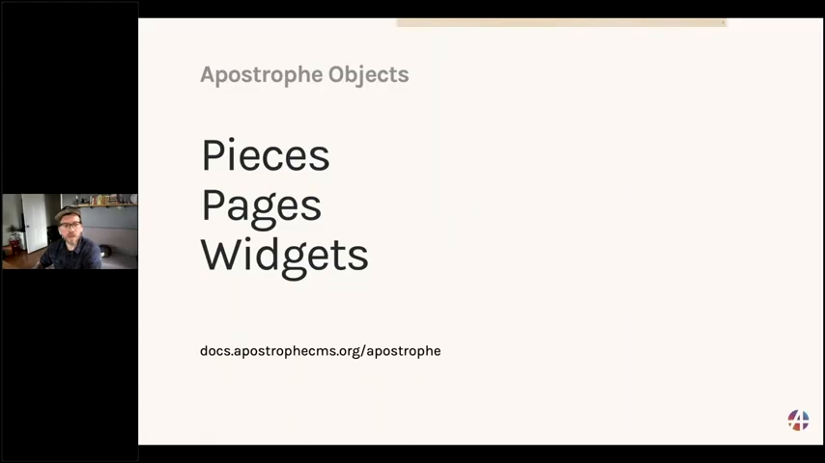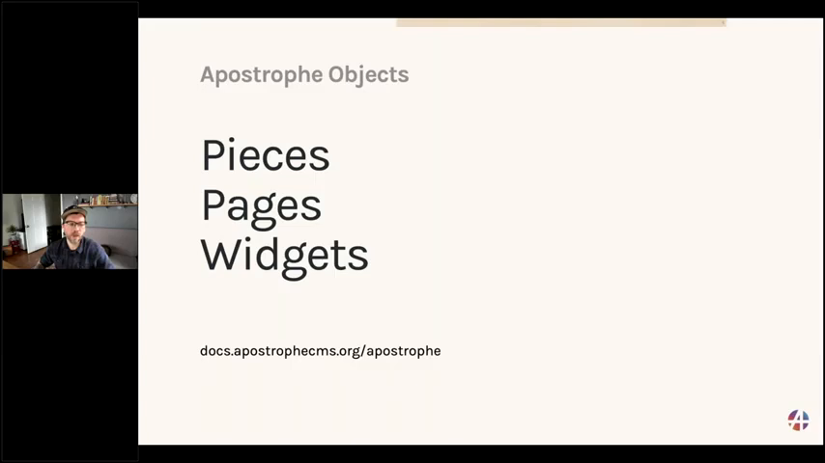The primary things in Apostrophe that you'll be interacting with and the way to add content is through pieces, pages, and widgets. Pieces are basically content types. They are collections of content. If you're familiar with posts in WordPress or I guess pieces in Drupal, similar concept. They also have index and detail pages kind of out of the box.